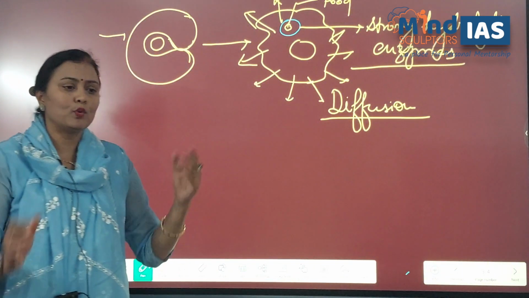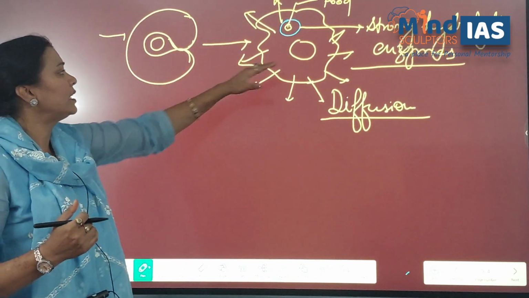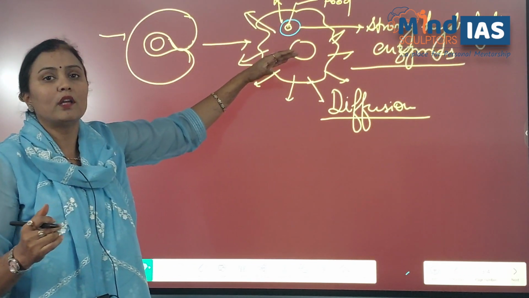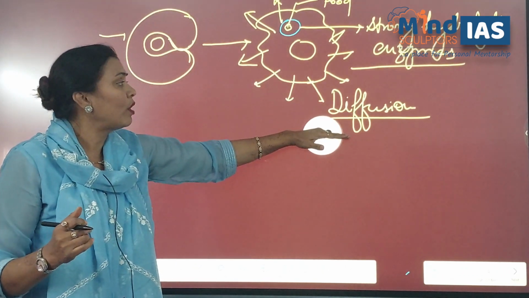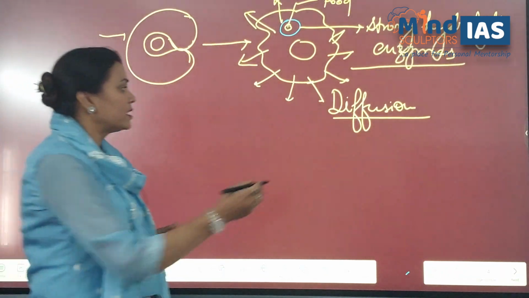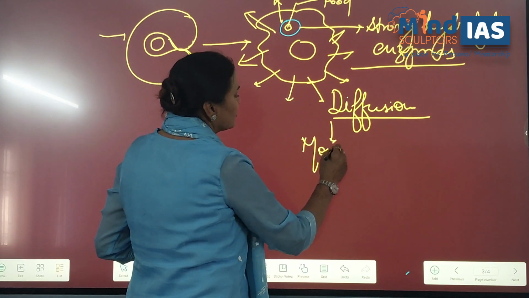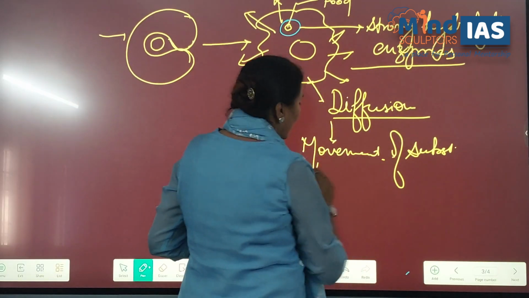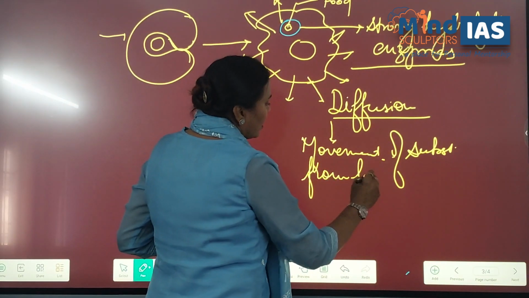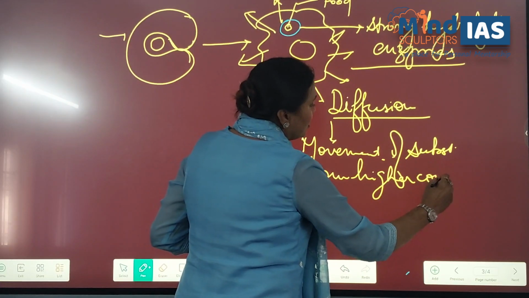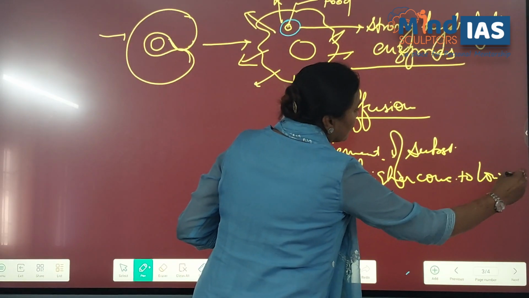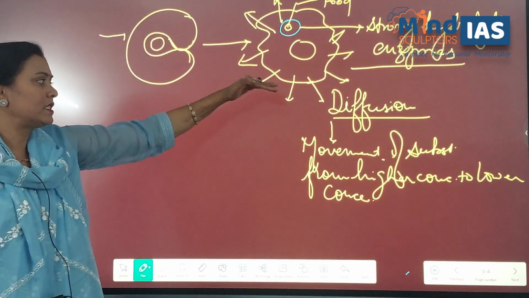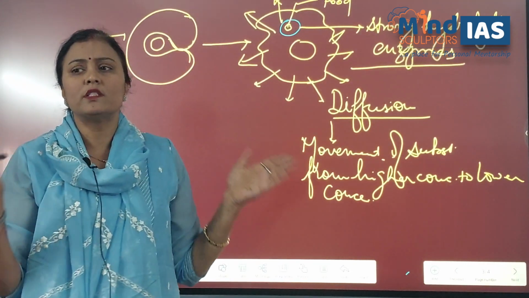Diffusion. What is diffusion? Diffusion is how waste is moving out, food is coming in, or some gas is coming inside the body of amoeba with the help of diffusion. What is diffusion? Diffusion is movement of substances from higher concentration to lower concentration. So by the process of simple diffusion, there is a difference in concentration.